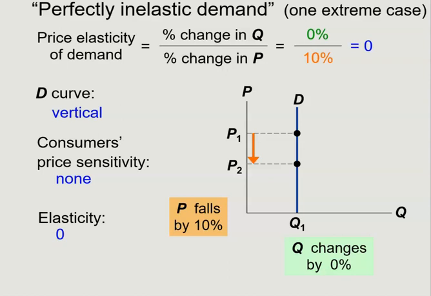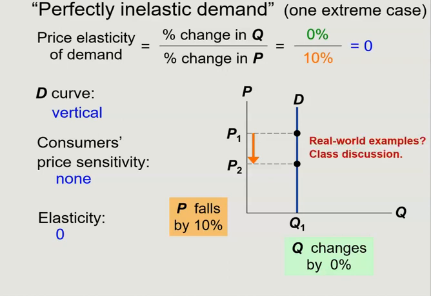And once again, this means, intuitively, consumers' price sensitivity is zero. They have already determined they're going to buy Q1. They're not going to change regardless of the price. How expensive or dirt cheap it is, it's not going to change their mind.